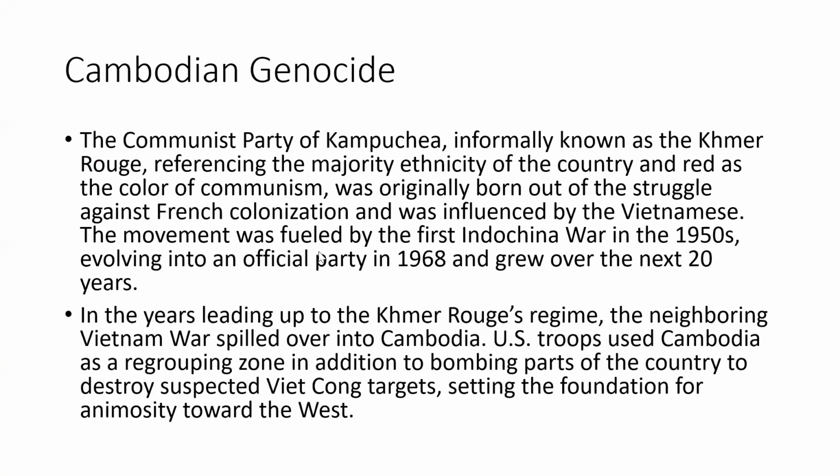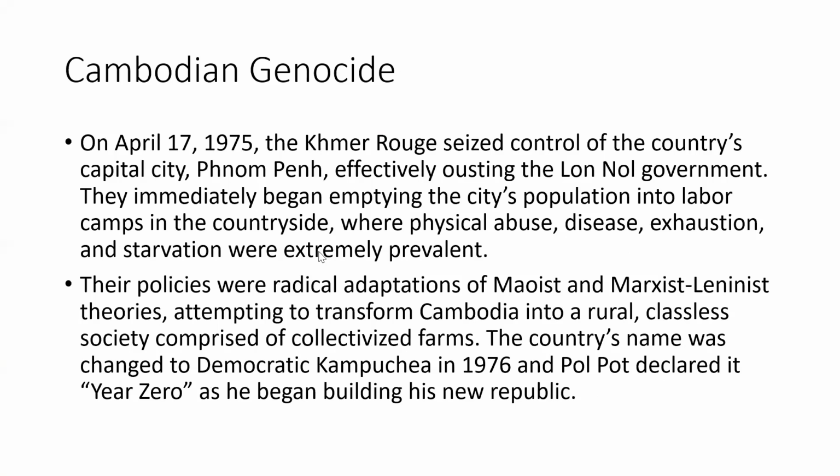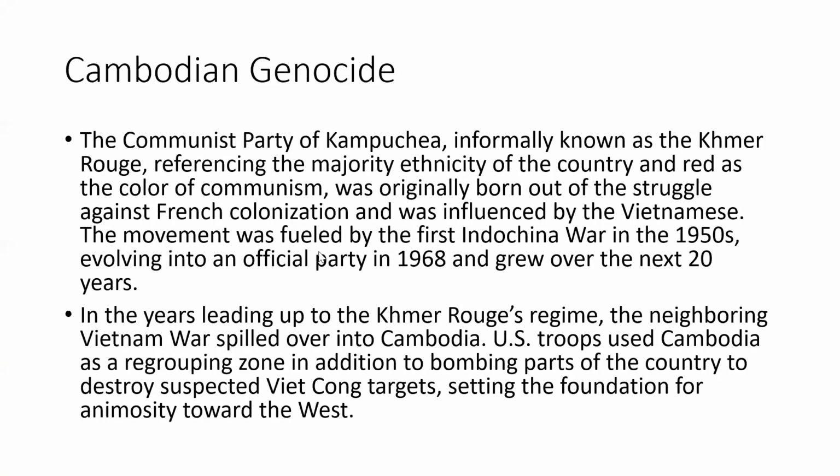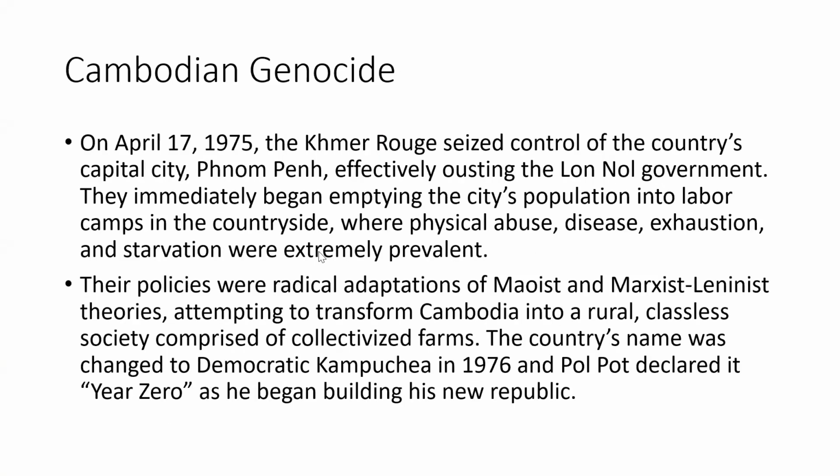So that's kind of what this slide says. So by 1975, this Khmer Rouge, the Khmer is this ethnic group, and Rouge means red for communism. They seized control of the capital city, they took over the government, and they began doing those policies I said. Emptying all the cities into labor camps, and trying to turn the country into this rural, classless society of collective farms. The leader was Pol Pot, and he declared 1976 year zero. Like, we're starting a whole new civilization here in Cambodia.